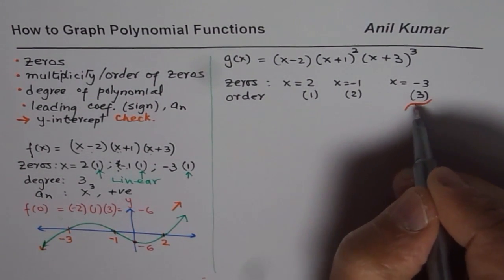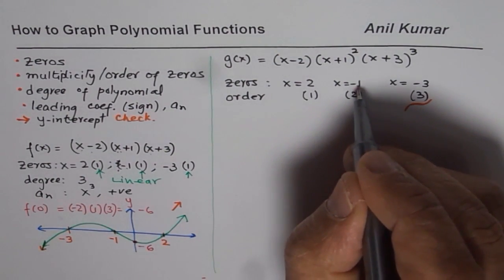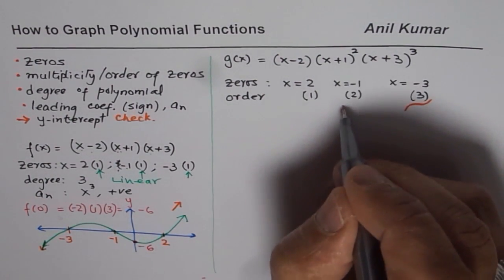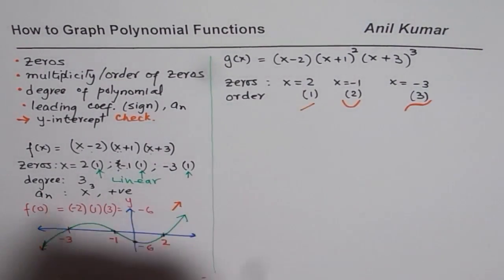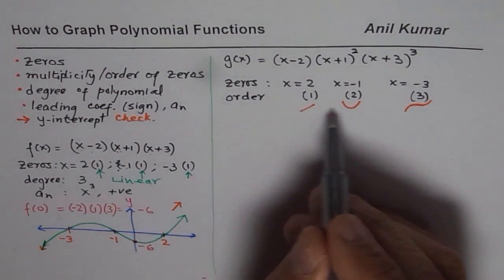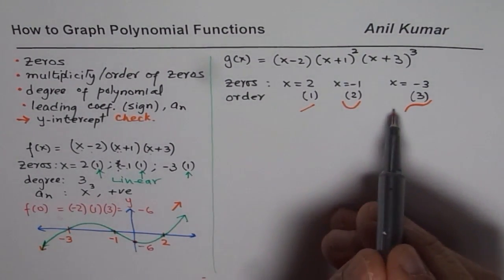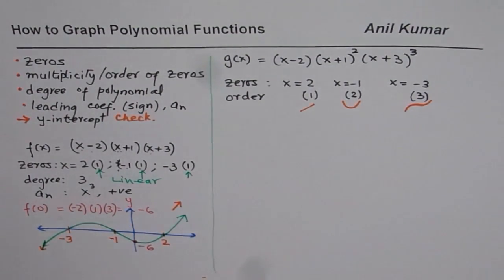So the structure will be kind of like this. Here, at minus 1, we have a quadratic. That means it is going to turn. And this is linear, going straight, as we saw in this particular case. That is the kind of shape of the graph at the x-intercepts, which is defined by the order of zeros. So that is very critical.